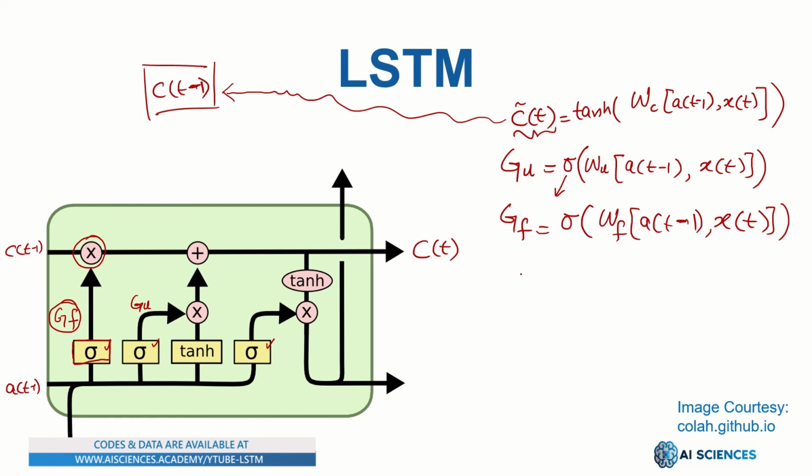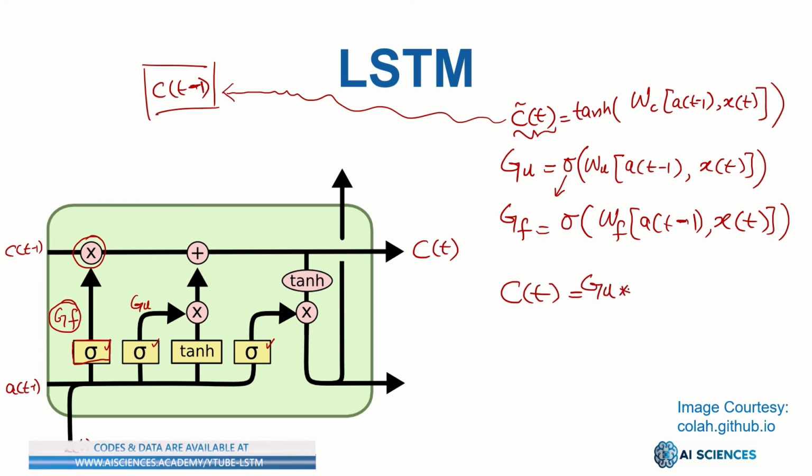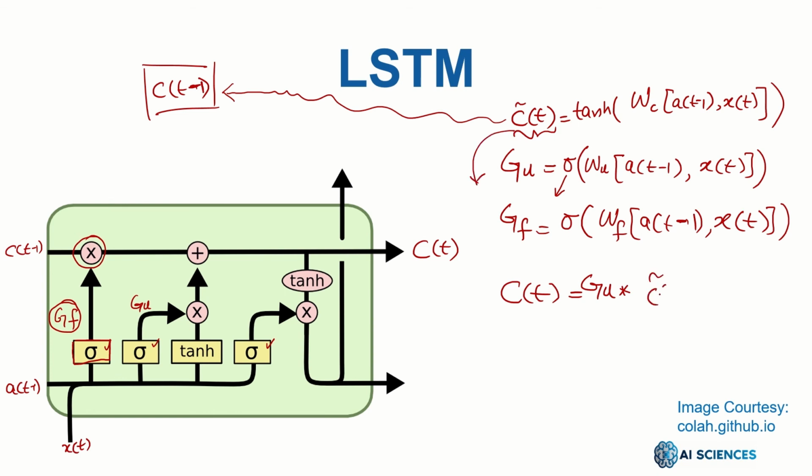Now the exact value in this memory cell depends on whether we are going to update using this value, which is c tilde t, or we are actually going to keep the previous value, which is c t minus 1.